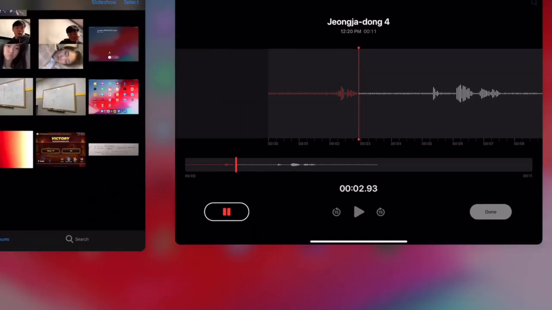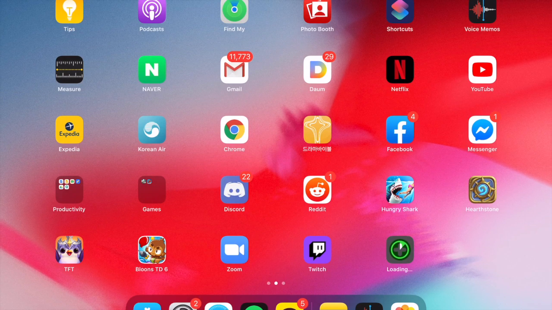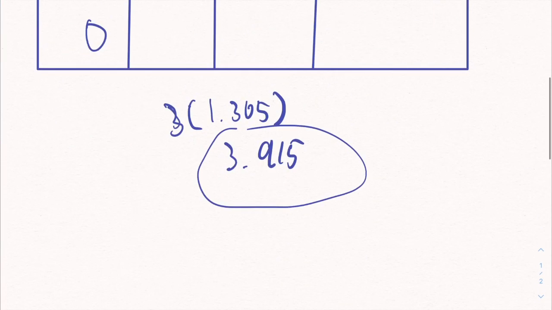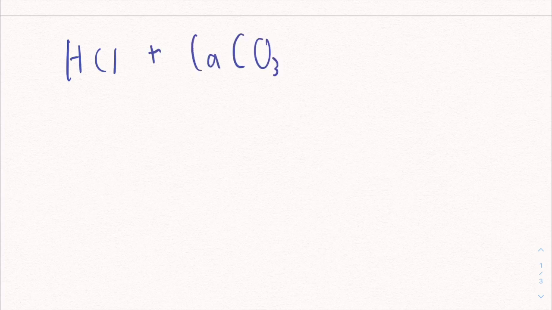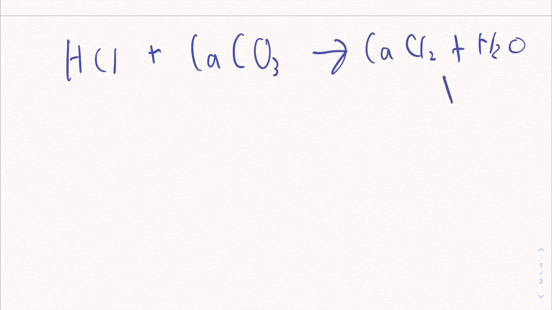Okay, it's recording. I'm gonna write through my iPad. So my equation, I got 4.5 grams of HCl reacted with 15 grams of CaCO3. And so first and foremost, we have to write out the equation. So it's HCl plus CaCO3. Products are CaCl2 plus H2O plus CO2.